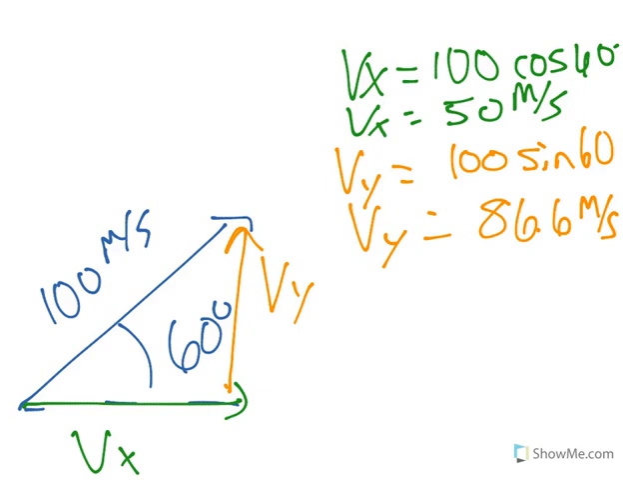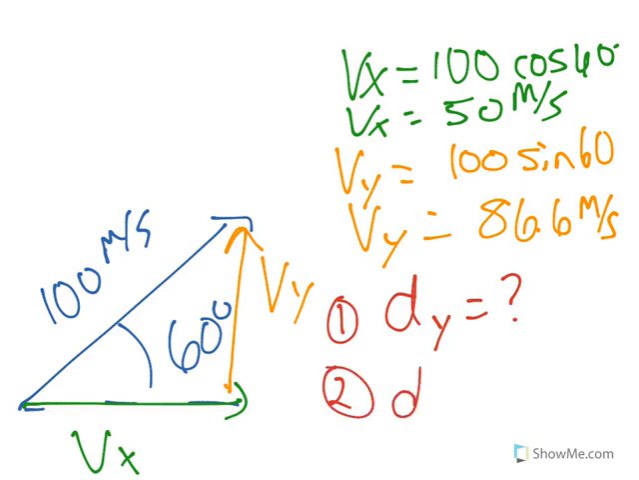So the first question says how high will the cannonball go, which is dy. So this is our first problem, and our second one is how far from the launch site will the cannonball hit. So the second thing is dx. So we want to know what's the dy and what's the dx.